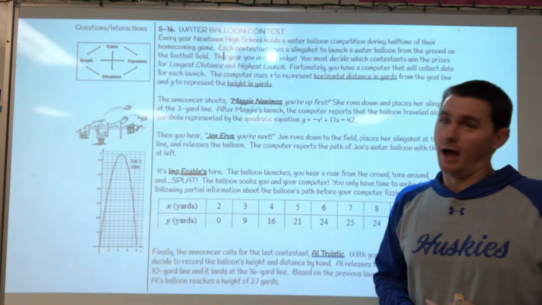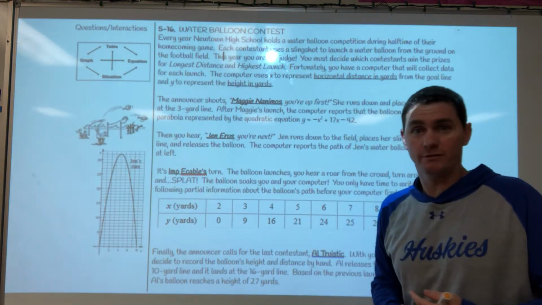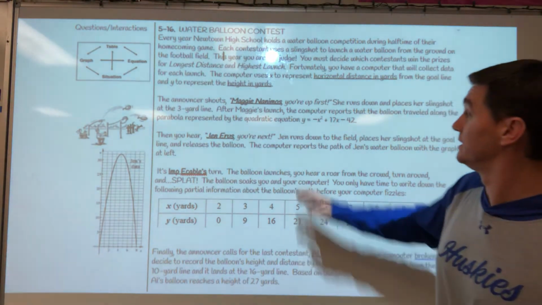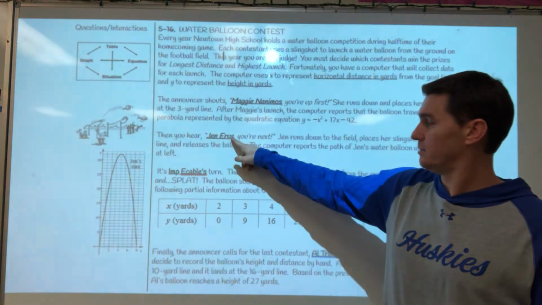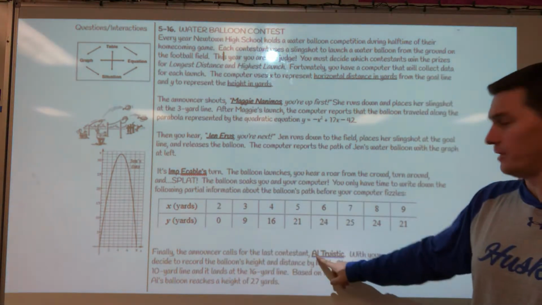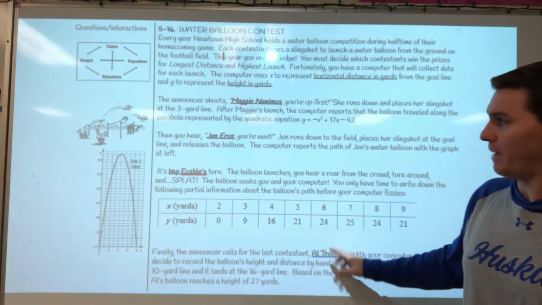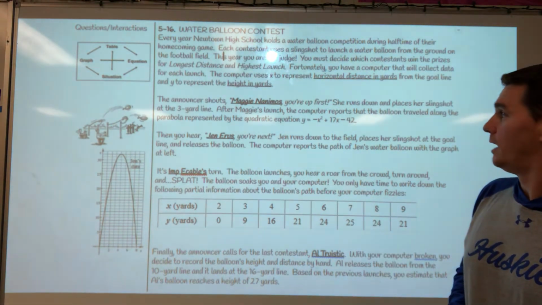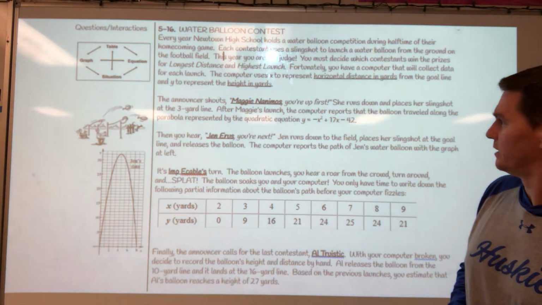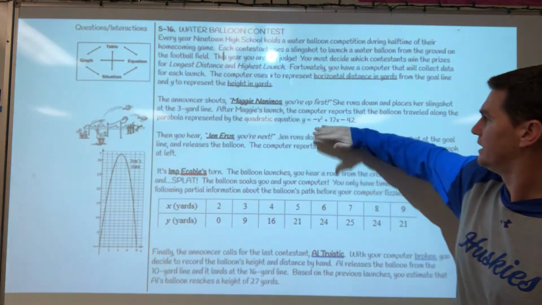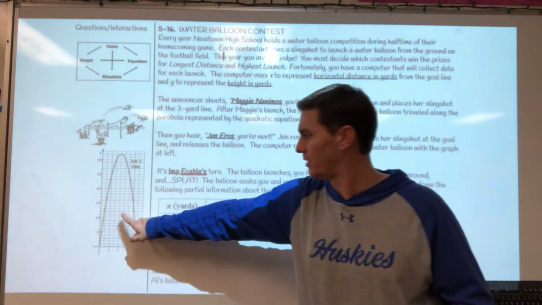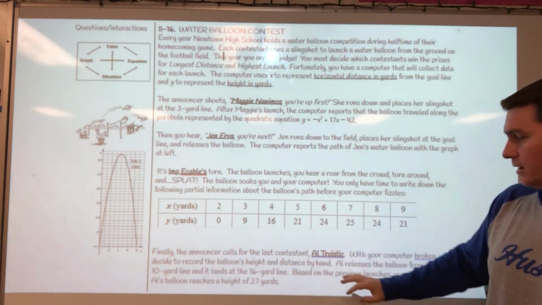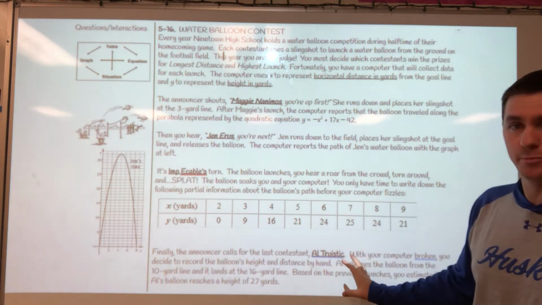All right. Now that we've read and we understand the situation, we've got a water balloon launch happening. We have 4 contestants: Magnanimous, Generous, Impeccable, and Altruistic are competing. And we get a little bit of different information from each person's water balloon launch. We'll dive into that in a little bit. We know that Maggie gets an equation. Jen, we have a graph. Impeccable, we have the whole table. And Altruistic, our computer crashes, and we've only got a few pieces of information.